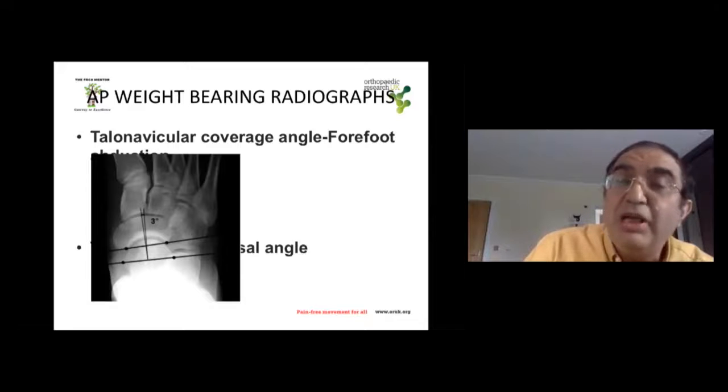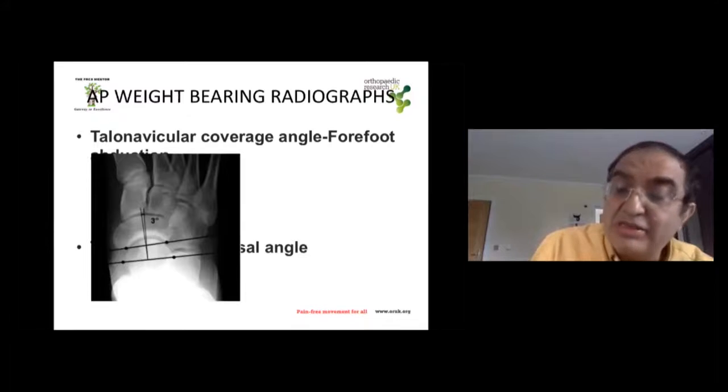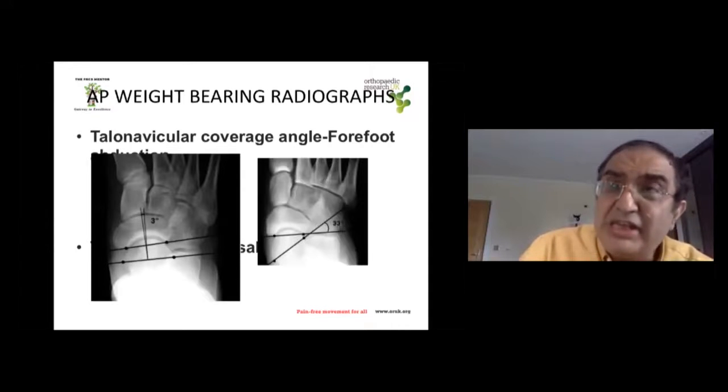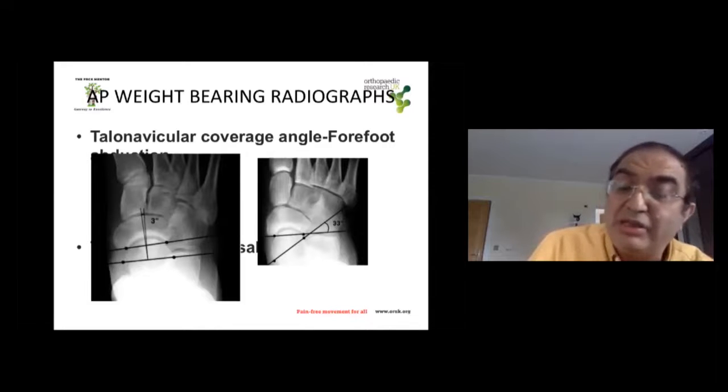So that's a normal. In other words, the navicular should completely cover the talar head. Whereas if you look at the next X-ray, you can see that the navicular has subluxed laterally. So the talonavicular coverage angle increases beyond 3 degrees. So this is uncovering of the navicular of the talus. This is the talonavicular coverage angle.